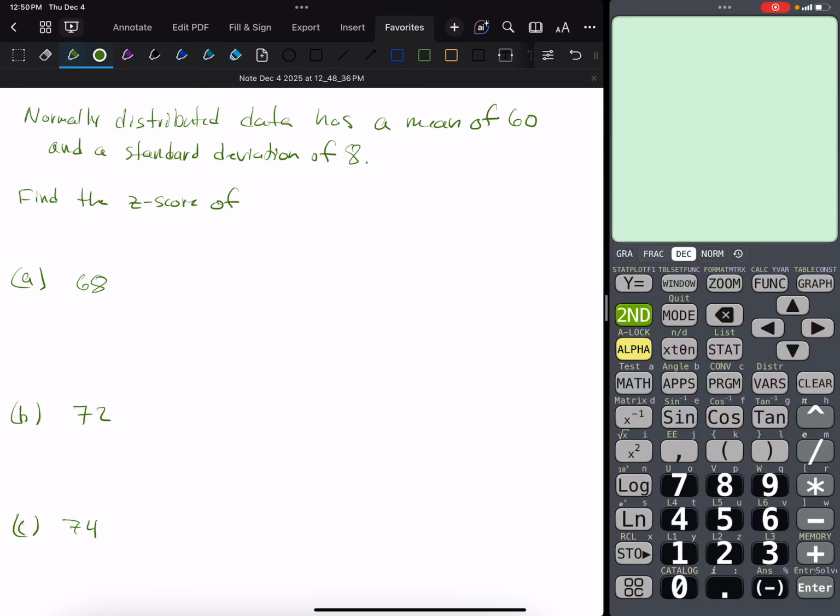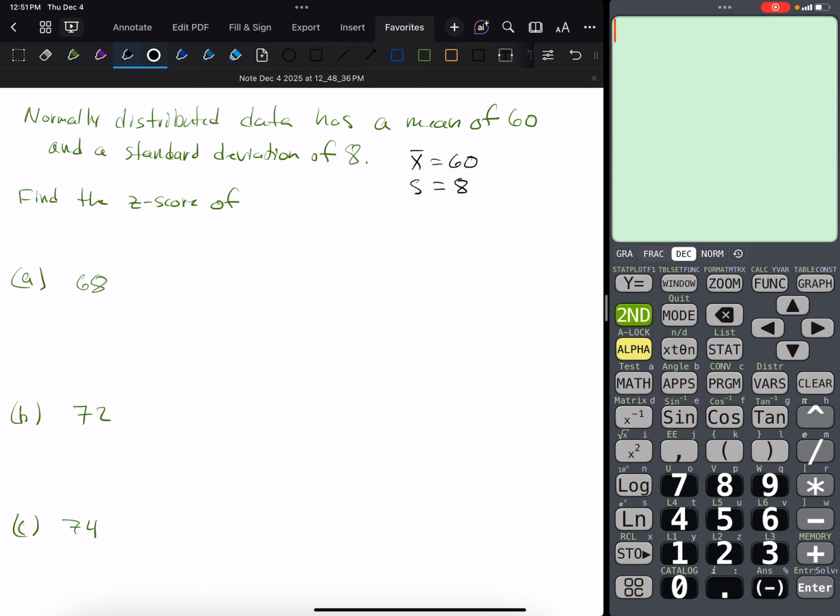Okay, so in this problem, we're trying to find the z-scores of numbers given a set of normally distributed data. We're told that the normally distributed data has a mean of 60, so my x bar is 60, and my standard deviation is 8, so my S equals 8. And I want to find the z-score of 68.